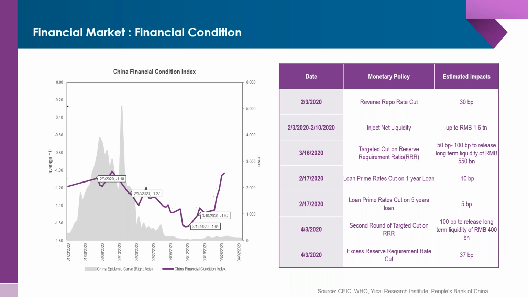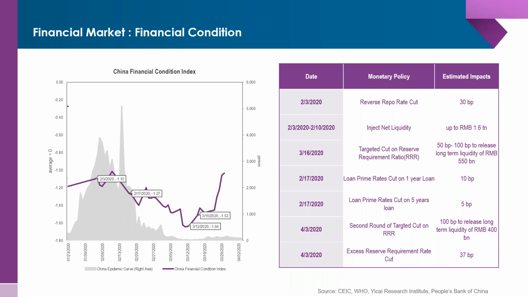On the right hand, I put all the monetary policy into a table. So you could see after the outbreak of the virus, the central bank cut the rates and injected net liquidity into the financial market. And consequently, the index was going downward and reached a local zero on March 12.